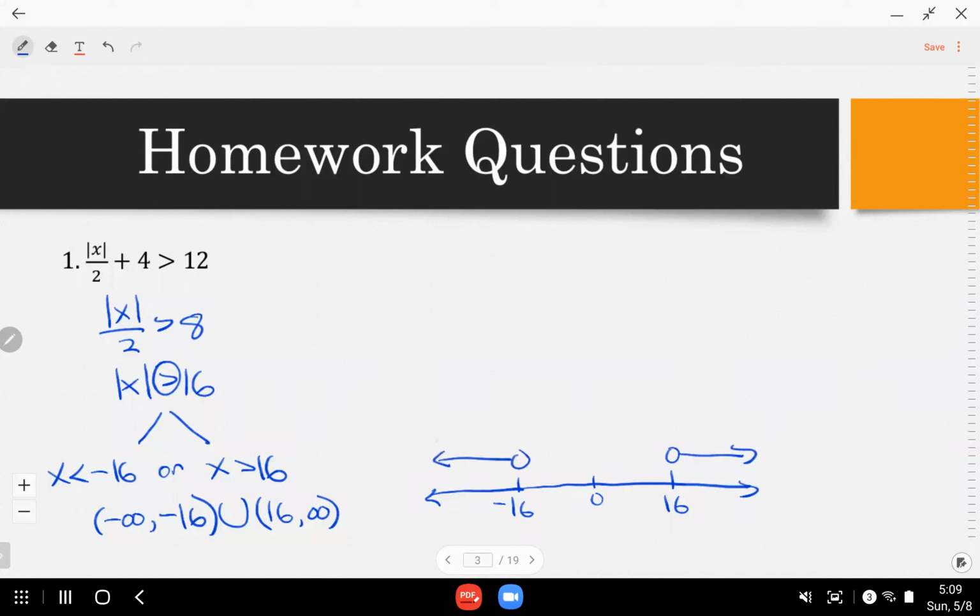And from the graph, we can actually verify if this is true. If the absolute value of x is greater than 16, so if you take any number greater than 16, let's say 17, the absolute value of 17 is greater than 16. And if you take any number less than negative 16, let's say negative 19, and take the absolute value of that, then it has to be greater than 16, right? Because it gets rid of the negative sign. So that's how we get this, and you can kind of see from the graph here.